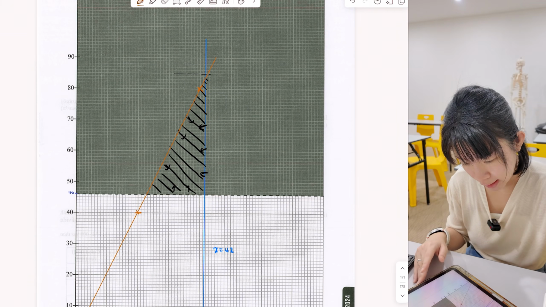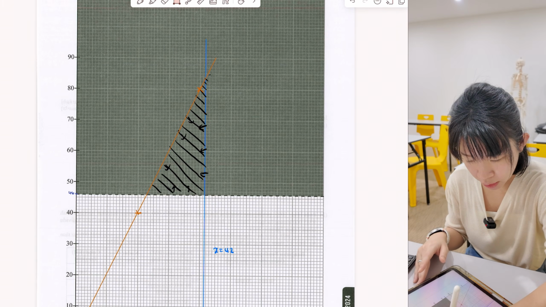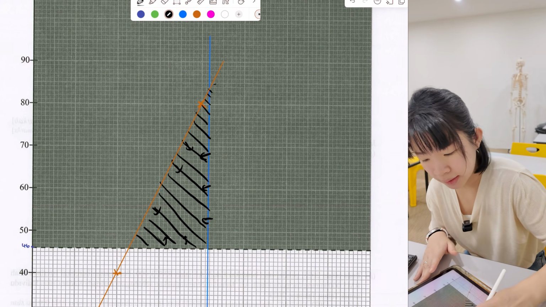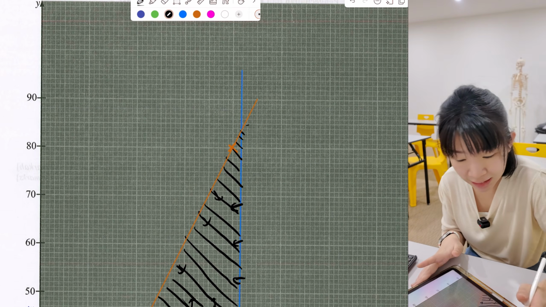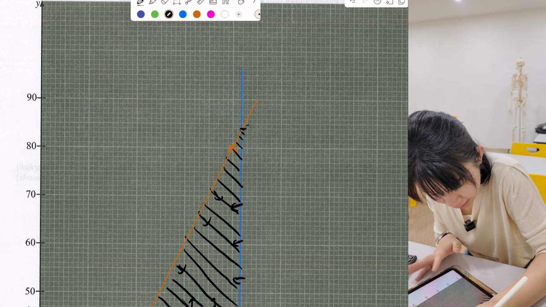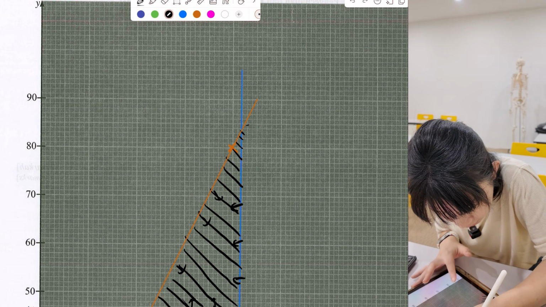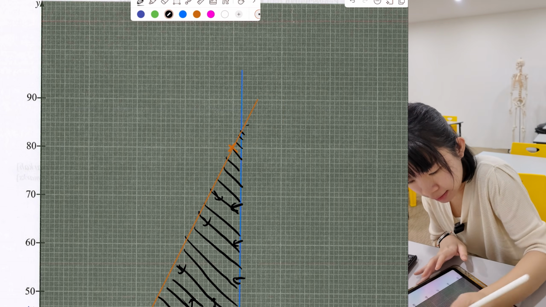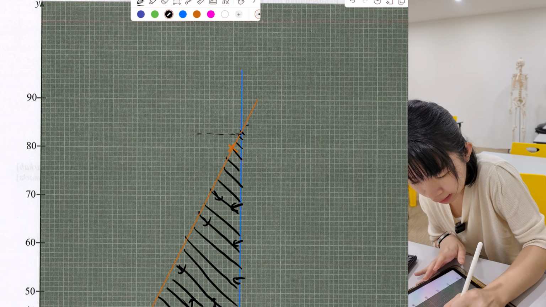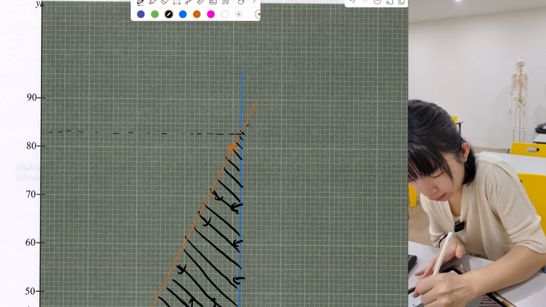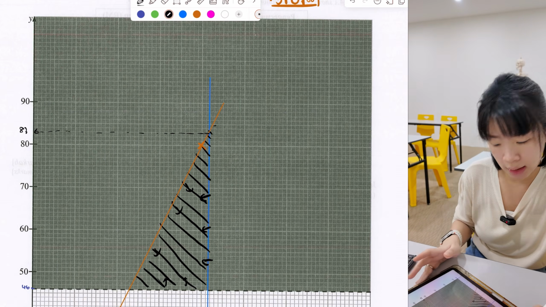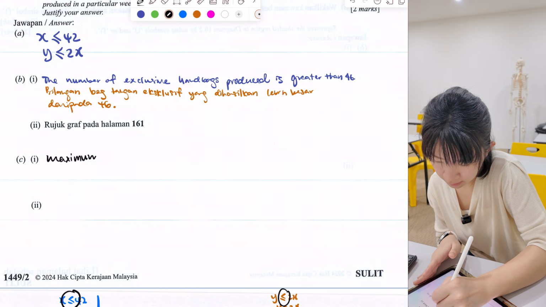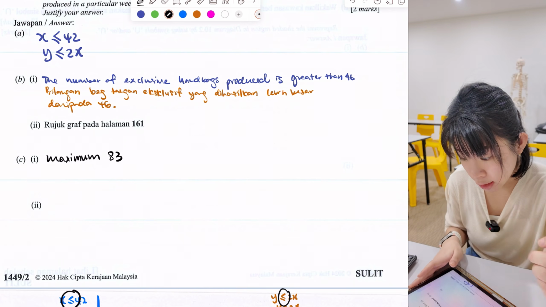From your graph, maximum, which is the highest point here. You look at this graph closely. Now I believe yours is very dark. So here, you should get 83. So you just write maximum 83.